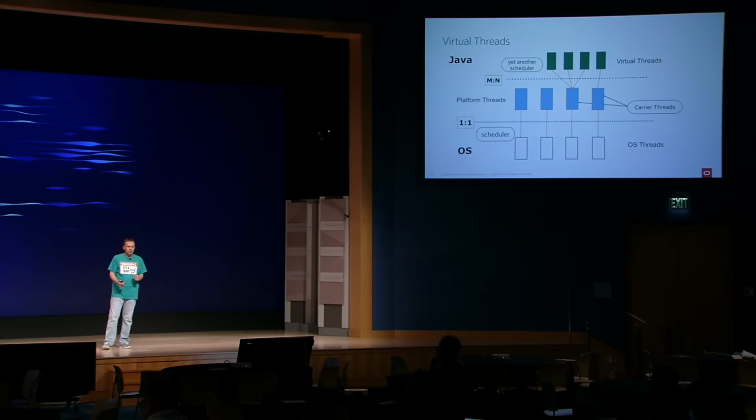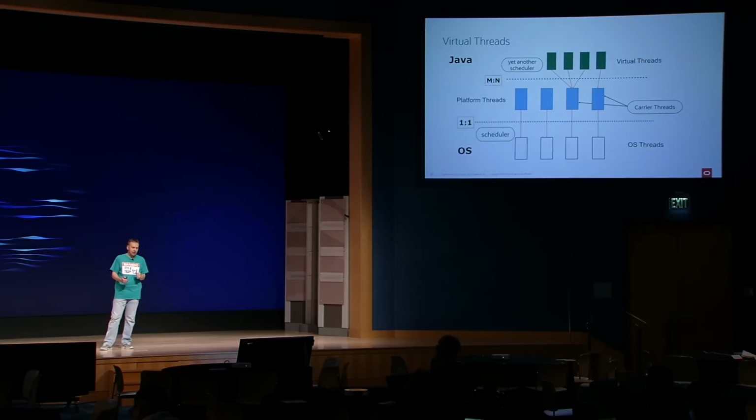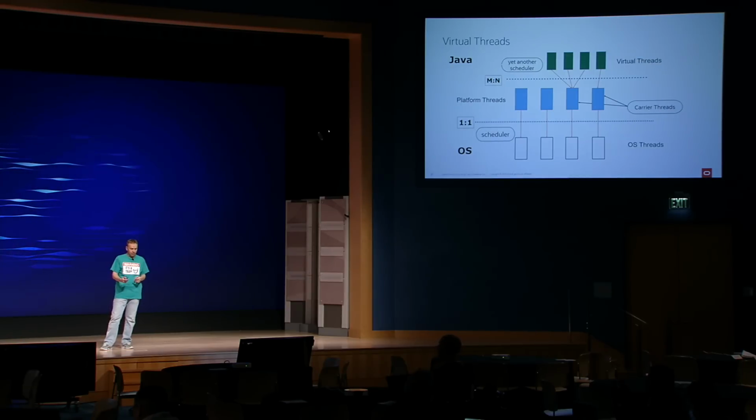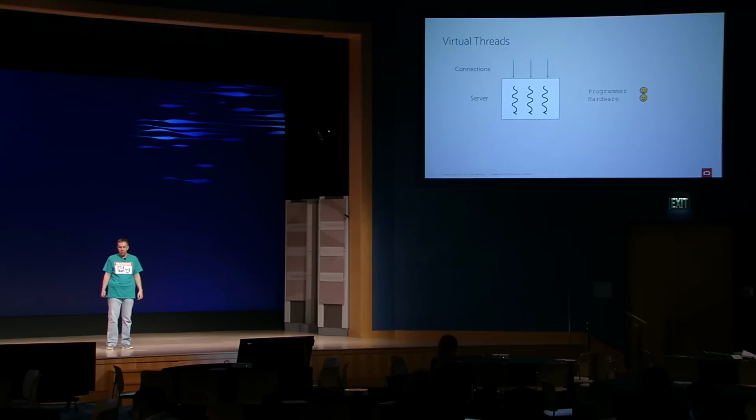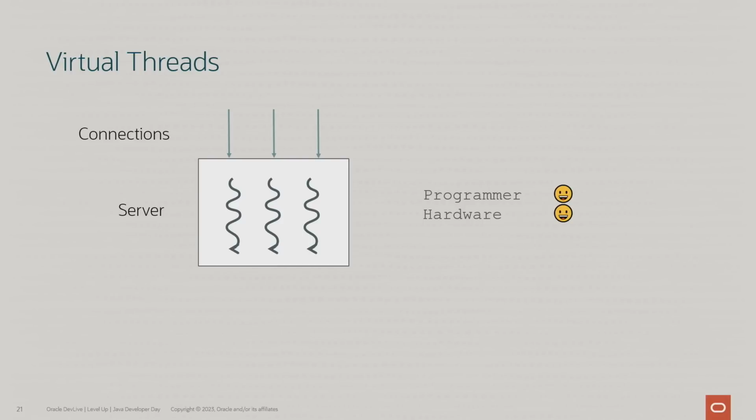And just a simple picture of how it works right now. We still have one-to-one mapping between platform threads and operating system threads, and we have virtual threads which are mapped to execution on some subset of platform threads, called carrier threads. Also, we have our own scheduler which schedules virtual threads. And right now, with virtual threads, we are getting the ability to make both the programmer and the hardware happy.